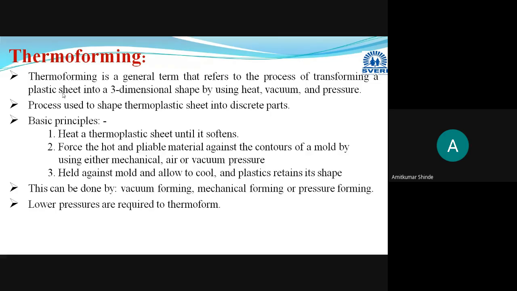Now, before studying the basic steps involved in this process, you should understand that this process can be performed only on thermoplastic materials. Here we cannot go for thermosetting materials. As in the previous sessions we have already discussed, I will just summarize it.